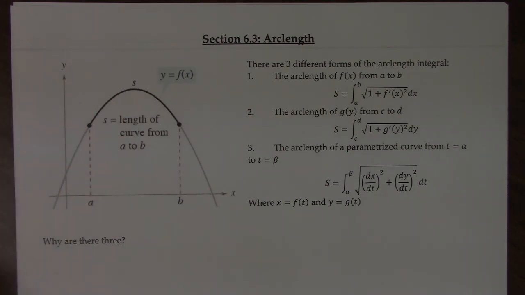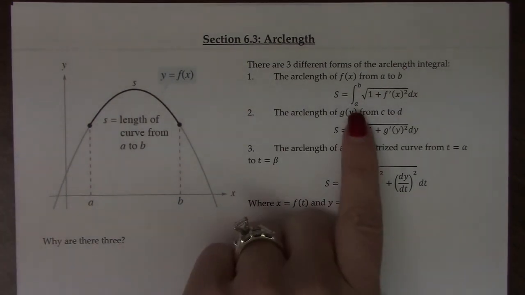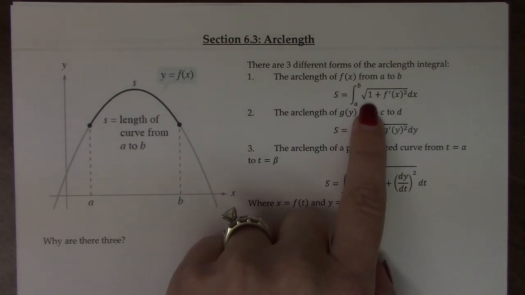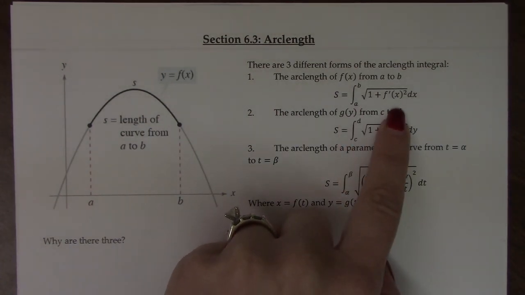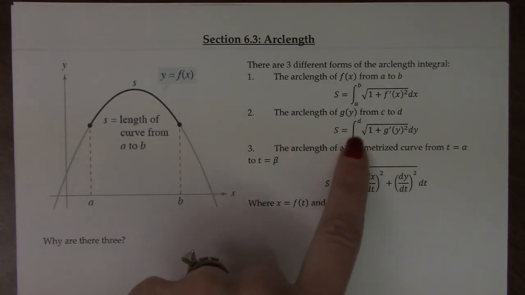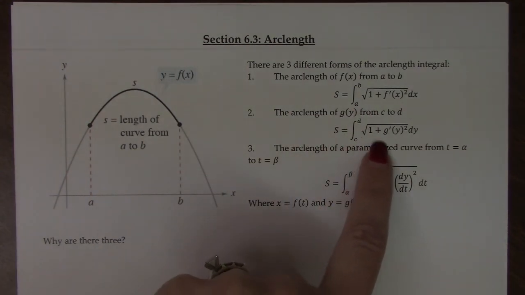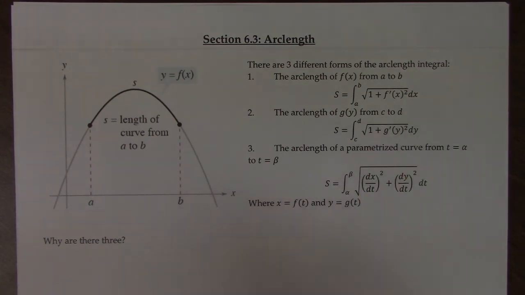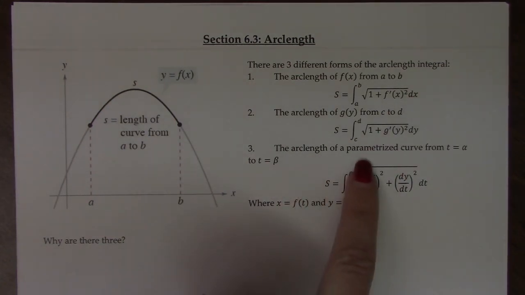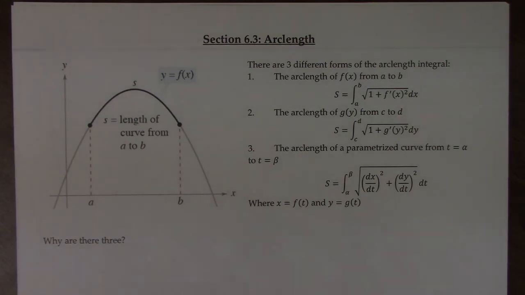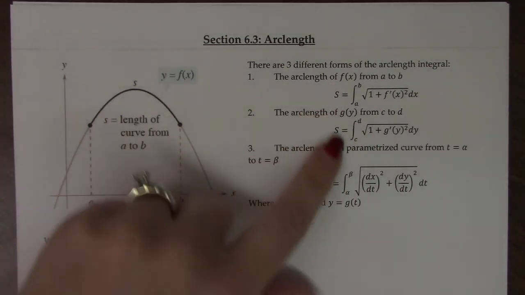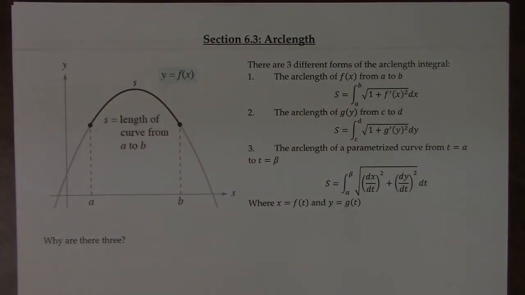And there are three different forms of the arc length integral. If we have a function of x, we can integrate the square root of 1 plus f prime of x squared. If we're talking about a function of y, we can integrate 1 plus g prime of y squared. Or if the curve is parameterized, meaning that x and y are defined as some third variable like t or theta, we can set up this integral. All three of these will provide the arc length. It just depends on what the form of the original equation was.